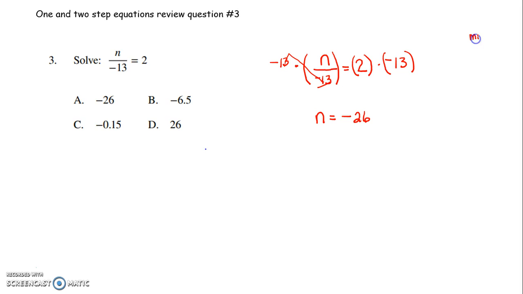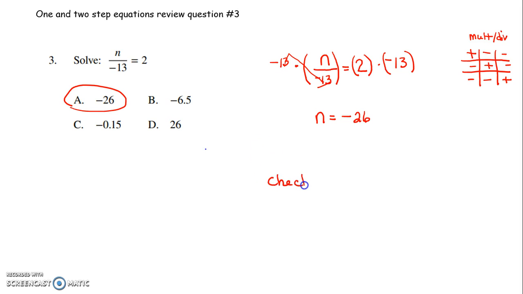If I review my multiplication and division rules for integers, you could always draw your hashtag. You always know to put positives along the diagonal, negatives everywhere else. And so it's a positive times a negative. A positive times a negative is a negative. We're looking at that first row. So negative 26 is my answer.